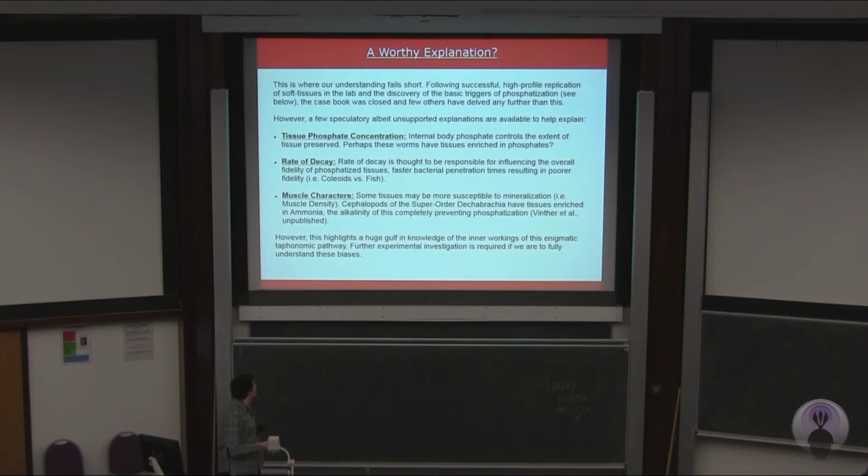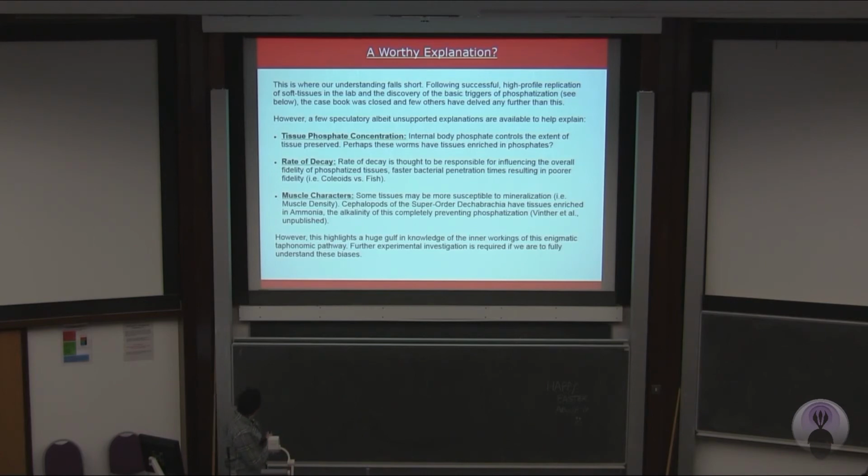So, whilst we can't really get any robust explanations for these phenomena, there are a few theories that might actually help to explain, such as tissue phosphate concentration. It's been correlated quite well that because the phosphate ions utilized in mineralization seem to have a strong control over the extent of mineralization, would it be so unreasonable to assume that perhaps these polychaetes had their tissues enriched in phosphate during life? Again, there's no real support for this, but this is just speculation.